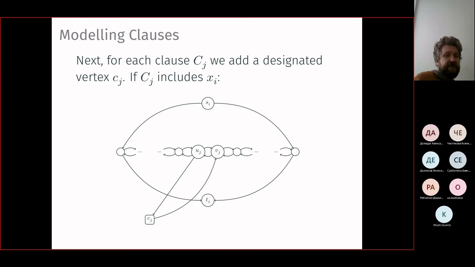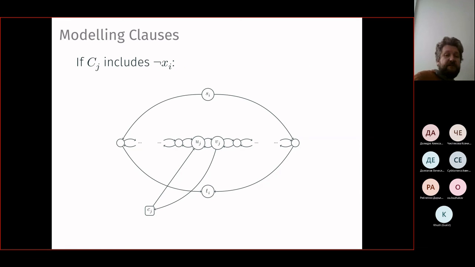Dually, if we have Cj which includes the negation of xi, and this negation is true, this means that xi is false. This means that in our path we traversed the ith gadget using the red route, and this means that we can amend this path by adding a detour to Cj. After adding all these detours, we will have a Hamiltonian path. So a path which goes through all the gadgets and also visits all these extra vertices for clauses. And everything like that is done exactly once.